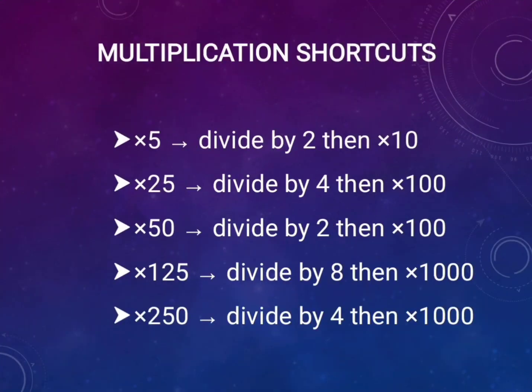Next we have the multiplication shortcuts. When a number is multiplied by 5, we divide it by 2 and then multiply it by 10. Into 25, for that we have 100 by 4. So we directly multiply by 100 and divide it by 4. For 50 it is into 100 by 2. For 125 it is 1000 by 8. For 250 the value is into 1000 by 4.